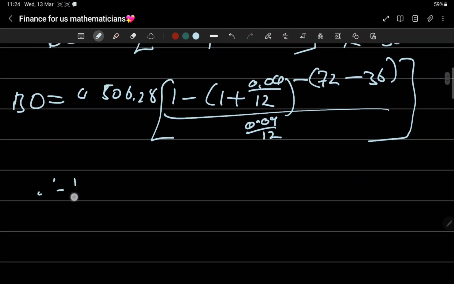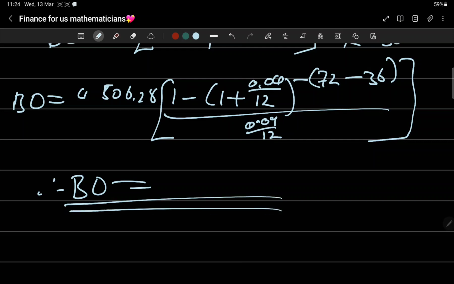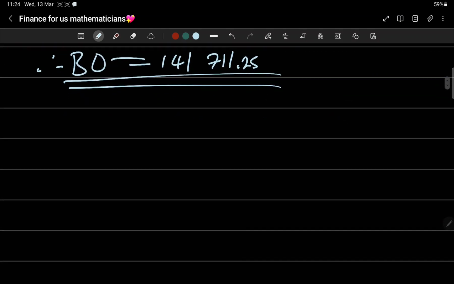Simple, therefore 4,506.28 open bracket 1 minus, and then you should get 141,711.25. Okay, then number 3.